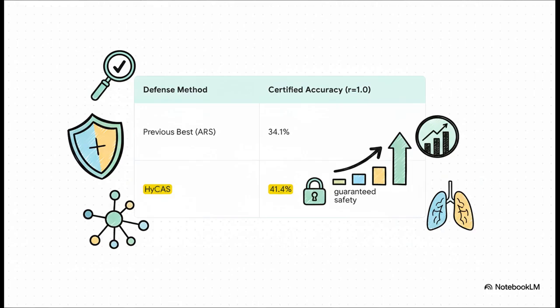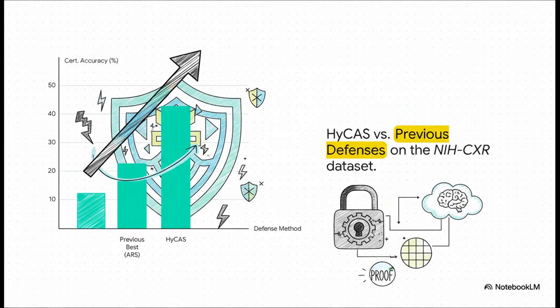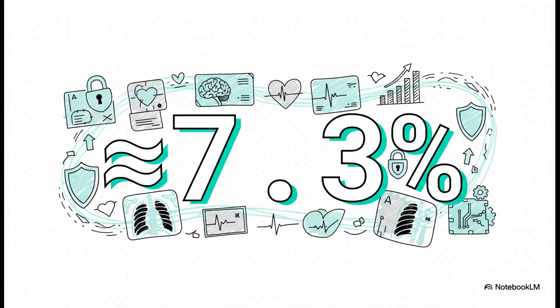Now let's really look at what that jump means. See, this isn't just a tiny little improvement. This is a massive leap, a huge step up in our ability to actually prove, with math, that an AI system is safe from these kinds of attacks. That's a 7.3% boost. In a field like medical diagnosis, a jump like that is absolutely huge. We're not just talking about numbers on a chart, we're talking about a major step forward for building AI we can actually trust with our health.